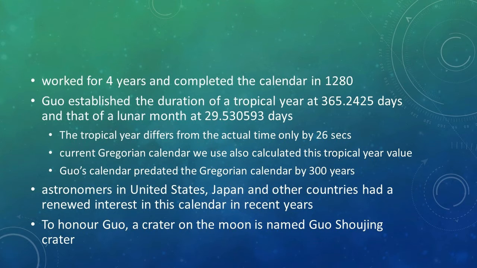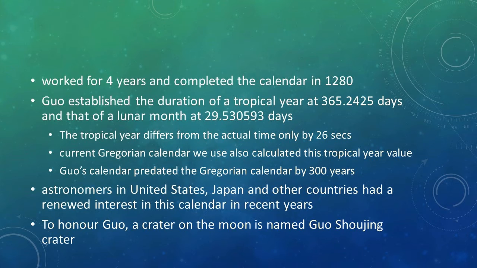So what did he work out? He worked out that the year is 365.2425 days, and a month is 29.530593 days. And this is about as accurate as a calendar can be, because our Gregorian calendar that we use now also uses these same numbers of days to measure a year and a month.